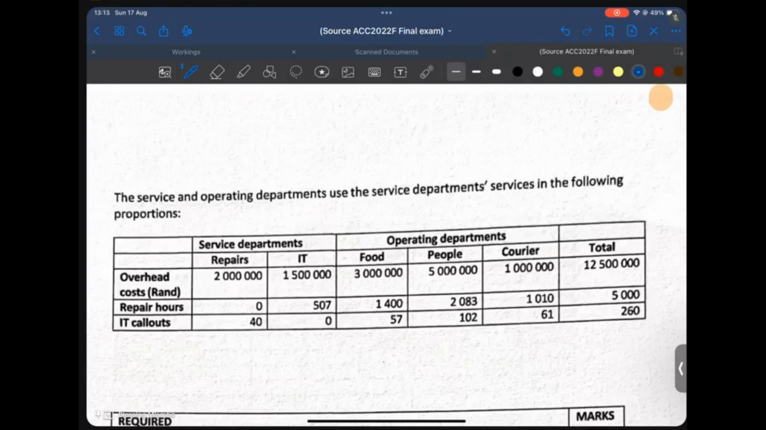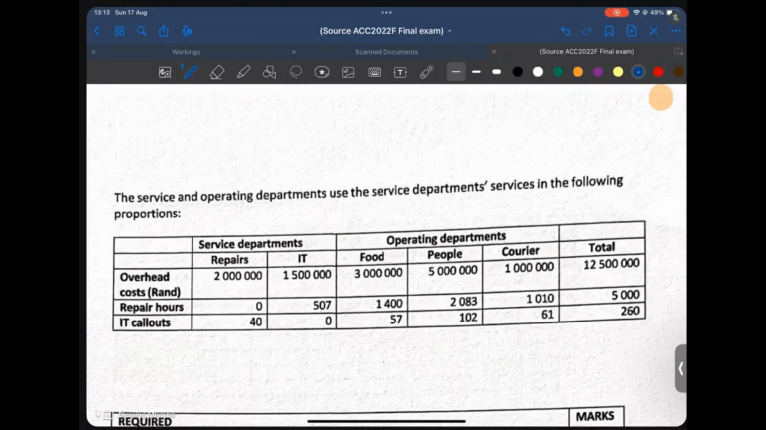And how do we allocate them? We allocate based on usage. What do I mean by that? We're going to determine how much of the IT services are used by the food department, and we allocate based on their usage. Same thing with the people department. We're saying the people department uses the services of IT. How much of those services do they use? And then we allocate that to the people department.